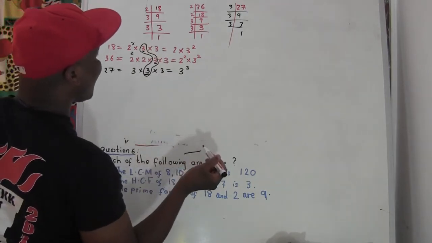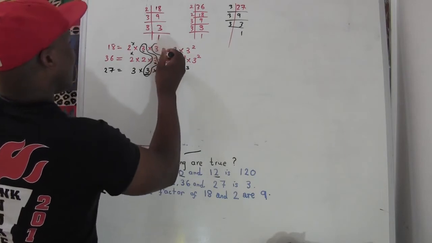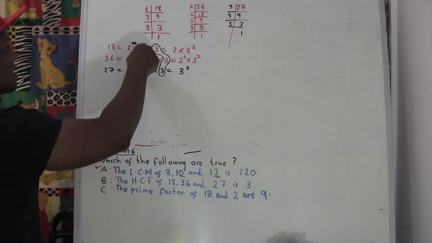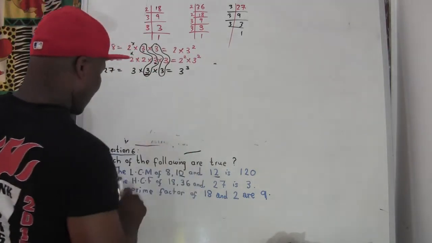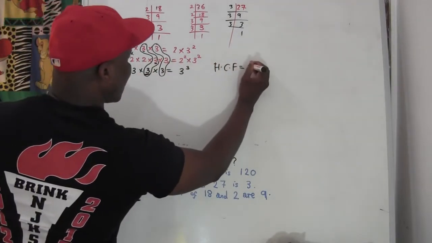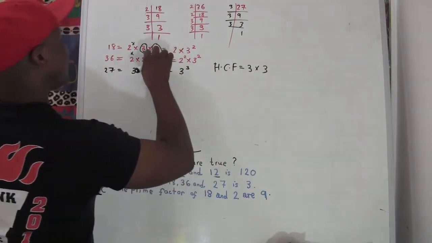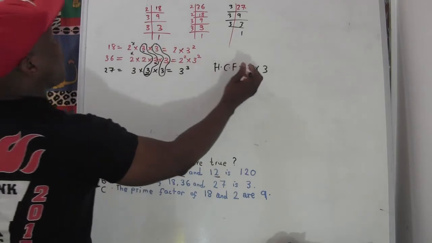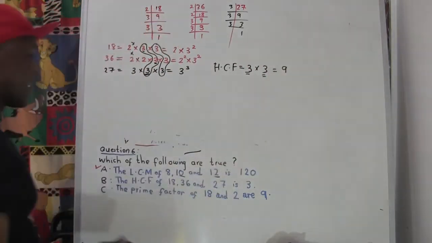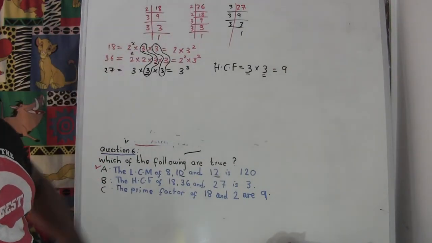Let's see if there's another one. Yes, so we have a common factor: the first 3, HCF equal to 3. And you have another 3? Yes, multiplied by 3. Don't take 3, 3, 3, only if it appears everywhere. Only two of them. So this is going to give us the highest common factor equal to 9. The highest common factor of these numbers, 18, 36, and 27, is 9.